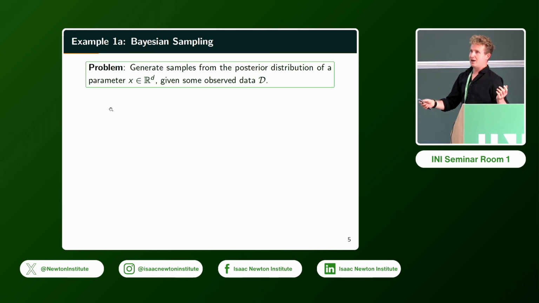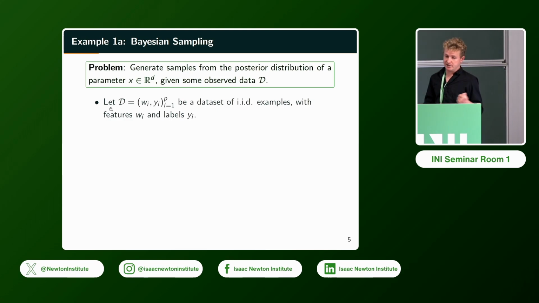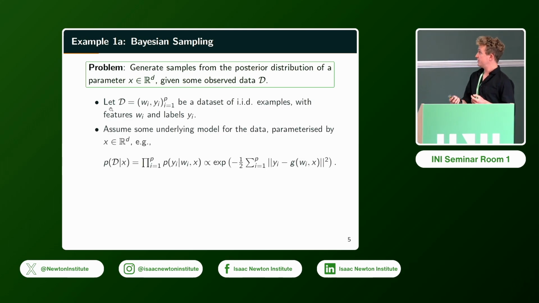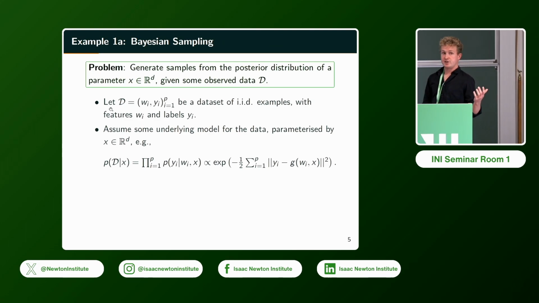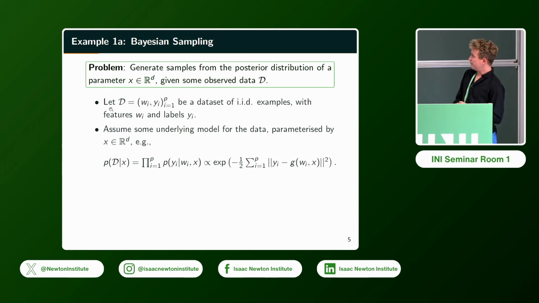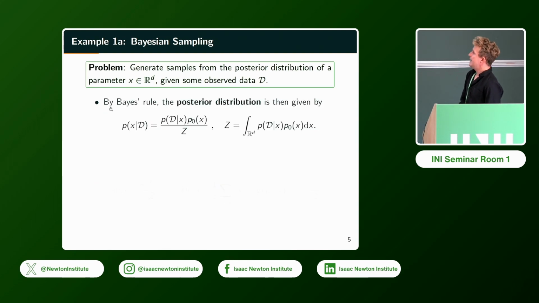Okay, so as a subclass of the sampling problem, we have the Bayesian sampling problem, which is, I won't labor this, generate samples from some posterior given some observed data, right? So we have some data set, say with some features W and labels I. We're going to assume some underlying model for our data, parameterized by the parameter we're interested in. Here we've just got a normal distribution. Going to assume some prior distribution as well for our parameter. Again, a very simple example here. And then by Bayes' rule, we're going to get out our posterior distribution.